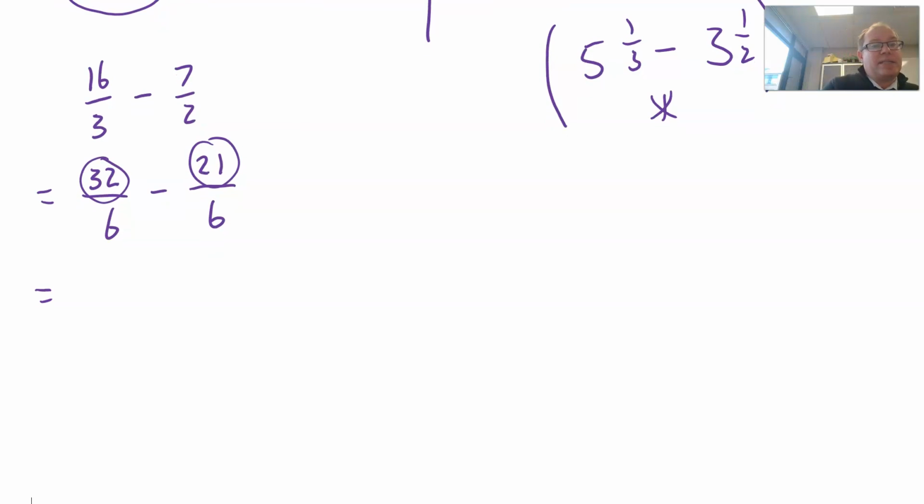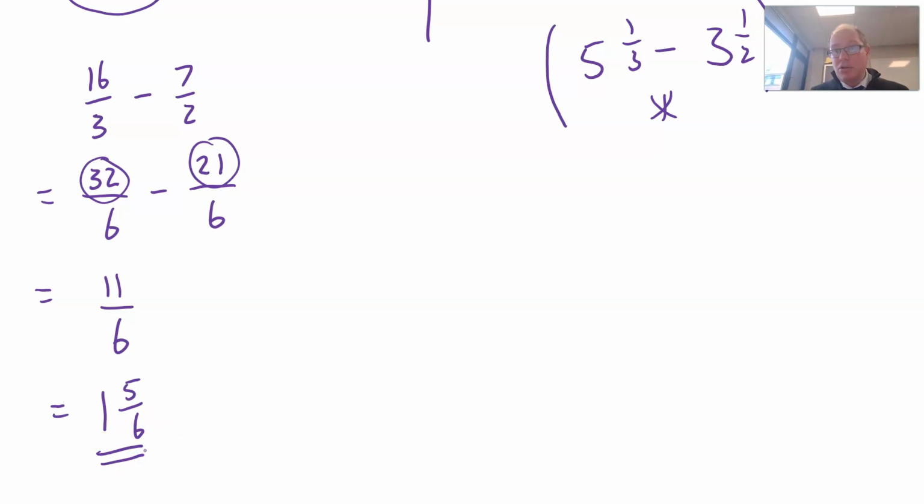32 minus 21, well, 32 minus 20 is 12, and minus 1 is 11. So I've got 11/6. So I would never leave my answer as an improper fraction. I would convert it. So that's 6 goes into 11 once. The remainder is 5. So I've got 1 and 5/6.